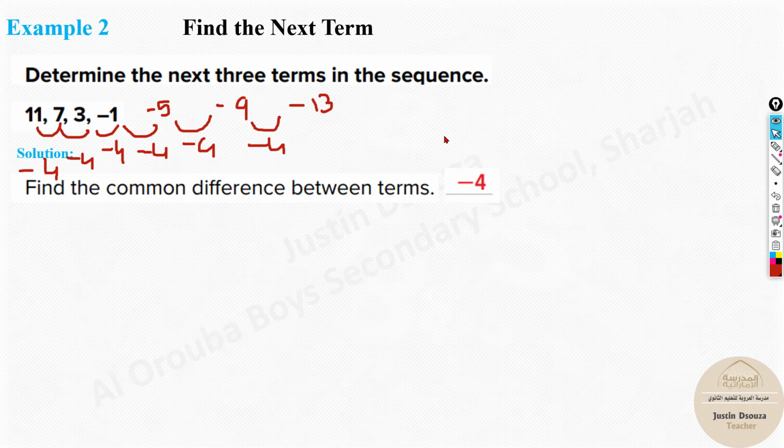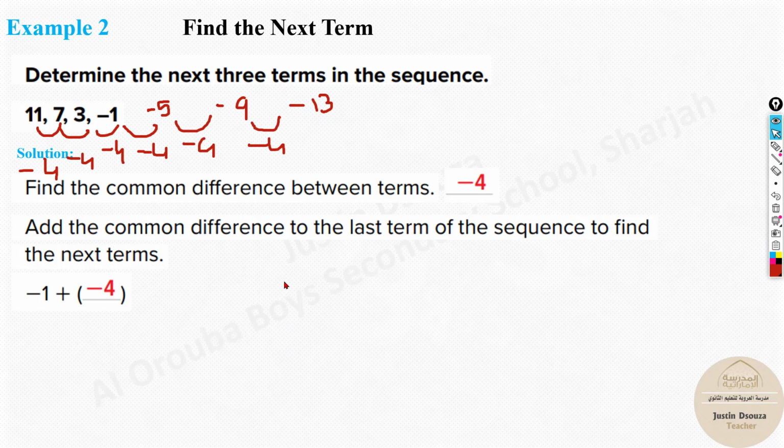The common difference is to be found out first. It is -4. And then you can easily add the common difference to the last term. If you keep on adding the common difference, so from -1 you add -4, you will get -5. Add another -4 here, you will get -9, and again -4, you will get -13. So these are the answers.